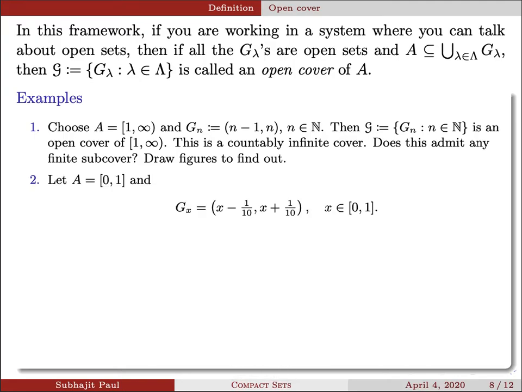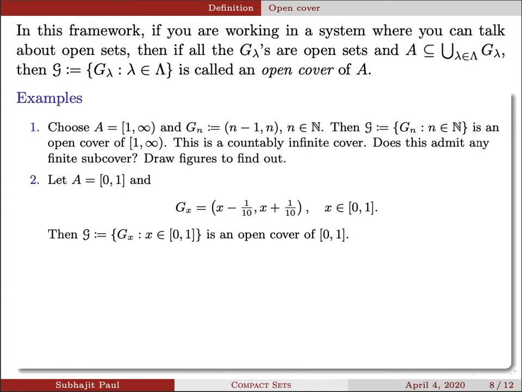Second example. Let A be the closed interval 0, 1, and let the set G x be the open set x minus 1 by 10 to x plus 1 by 10. Here x is any real number from 0 to 1, and the open set G associated to the point x is x minus 1 by 10 to x plus 1 by 10. So if x is 0, then it is minus 1 by 10 to plus 1 by 10. If x is 0.5, x is half, then it is 0.4 to 0.6, and so on. So you get the point. G x is this set x minus 1 by 10 to x plus 1 by 10.